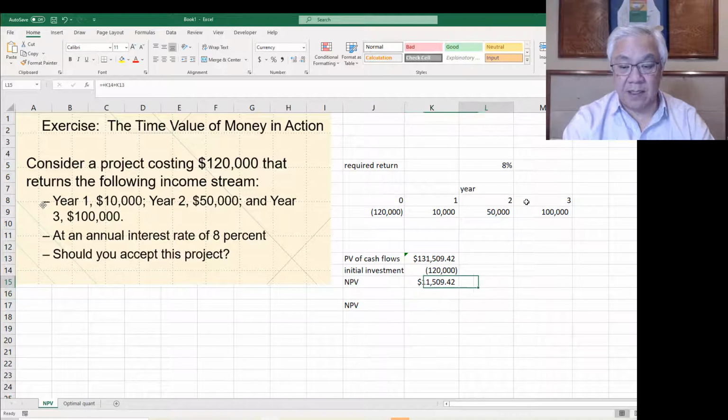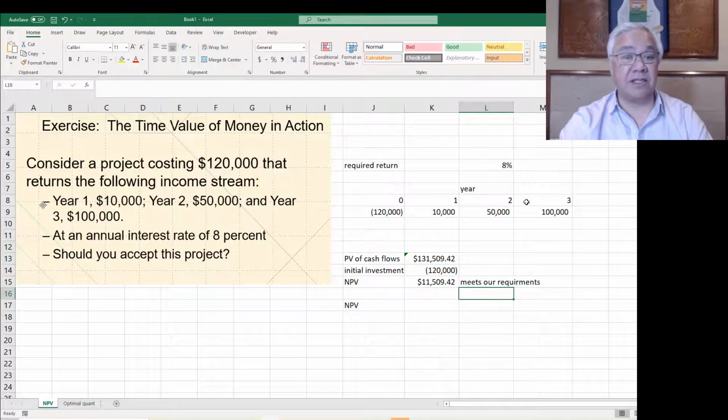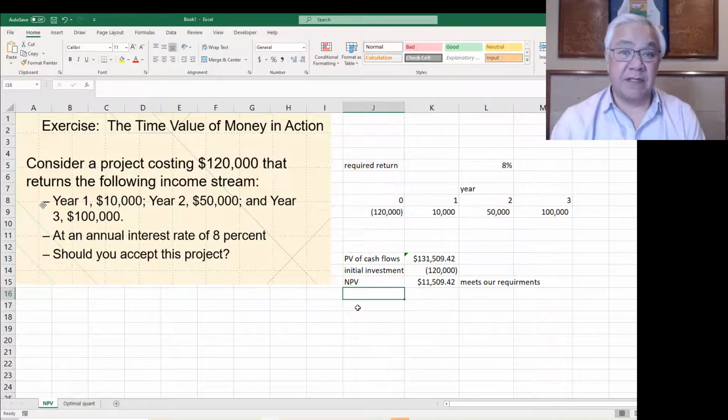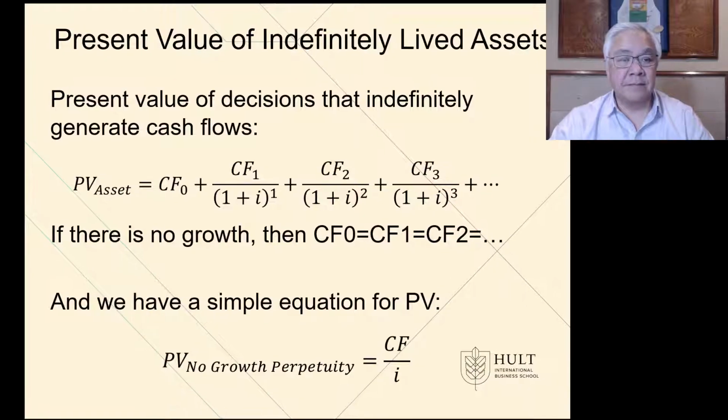So it meets our requirements. It's a good project. So in this case, absent other more attractive alternatives, we would accept this project. I hope this sounds very familiar because it should be, because we studied it just a few weeks ago.